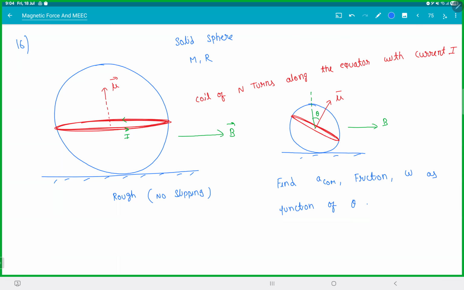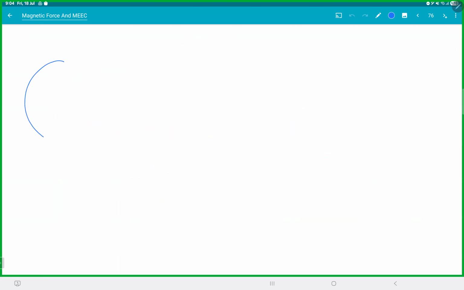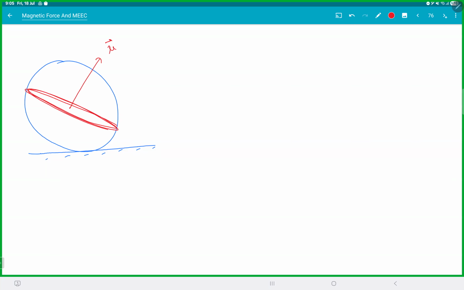So let's say after theta, the coil is like this. This is your mu bar. This is your B bar. But you have taken theta with the vertical, so this angle will be 90 minus theta. The torque will be into the plane. Are you getting it? So rotation will be like this.